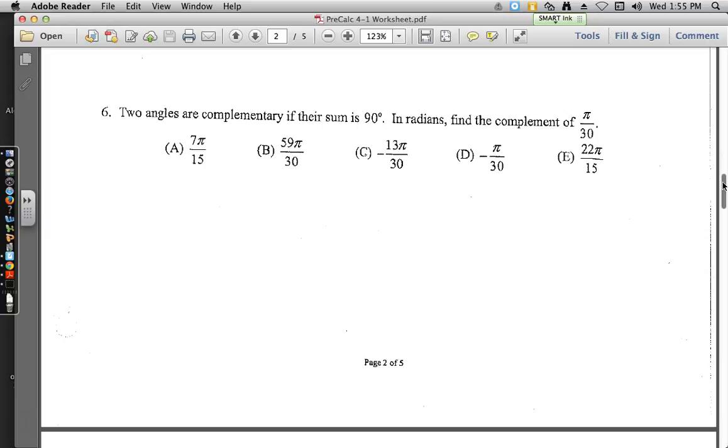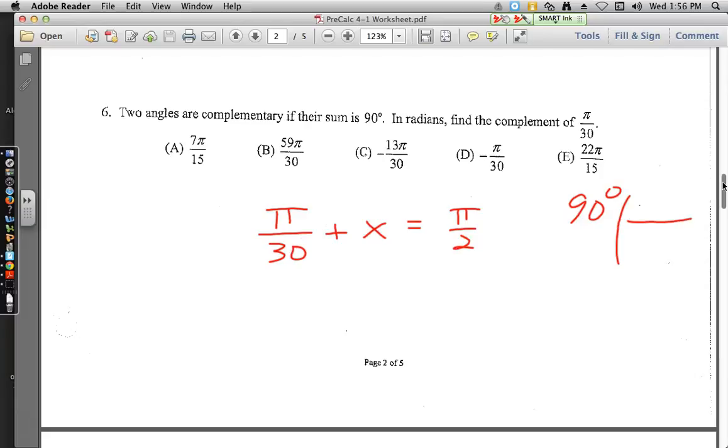And number 6 says 2 angles are complementary if their sum is 90 degrees. In radians, find the complement of pi over 30. So what we really want is we want to know pi over 30 plus something, I'll just call it x, equals 90 degrees. But we notice this is in radians. So 90 degrees is pi over 2 in radians. Now if you don't remember that, you could go ahead and do the conversion and multiply it times pi radians over 180 degrees. And very quickly you'll notice, oh yeah, this is a 1 and this is a 2, so it's going to be pi over 2 radians.